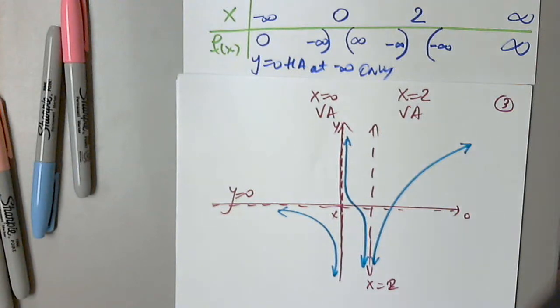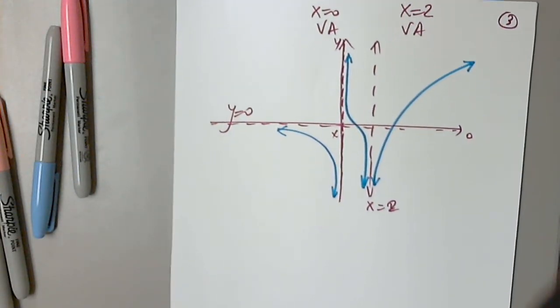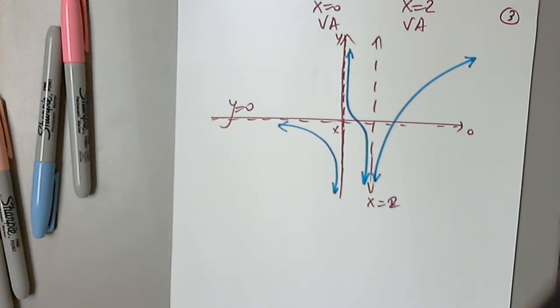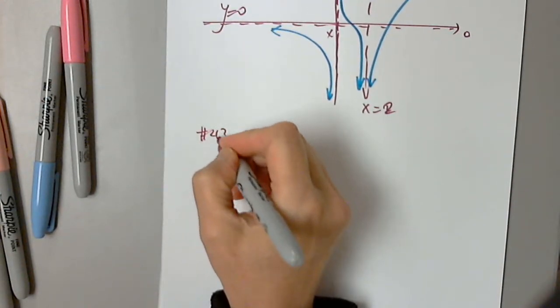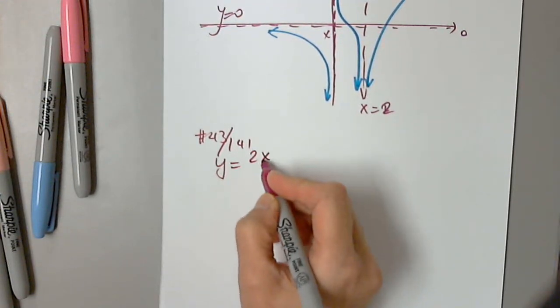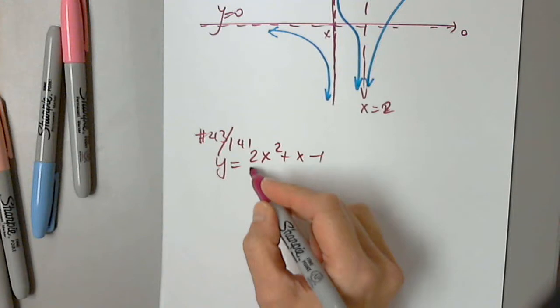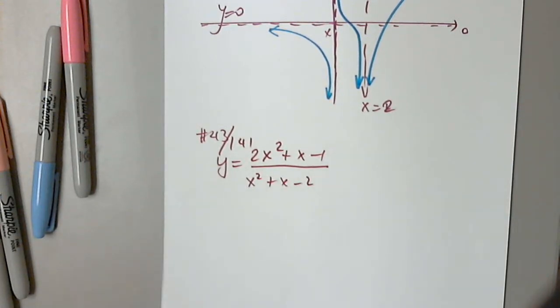Any questions on this example? Are we okay with this? Yes, everyone? Okay, perfect. Now I would like to choose one example in which we're asked to determine all information, let's say 43. You'll see in a second, 43 on page 141. We're given y equals (2x squared plus x minus 1) divided by (x squared plus x minus 2).